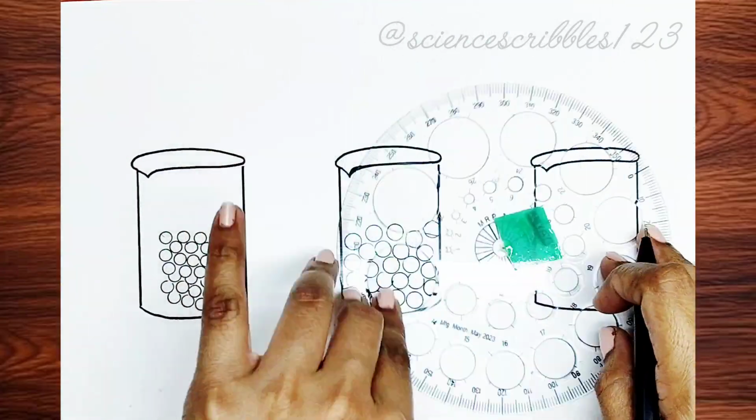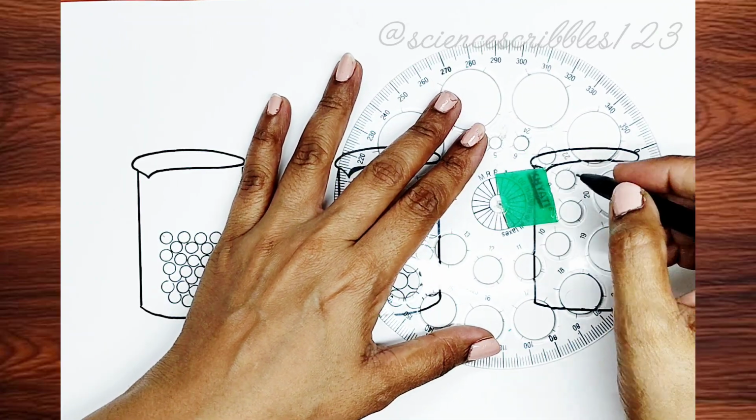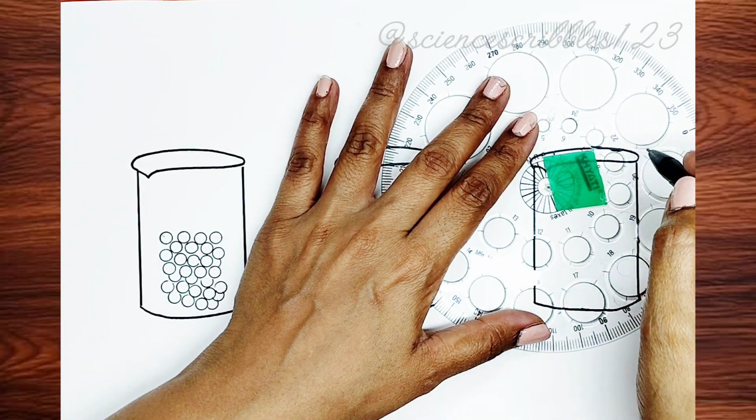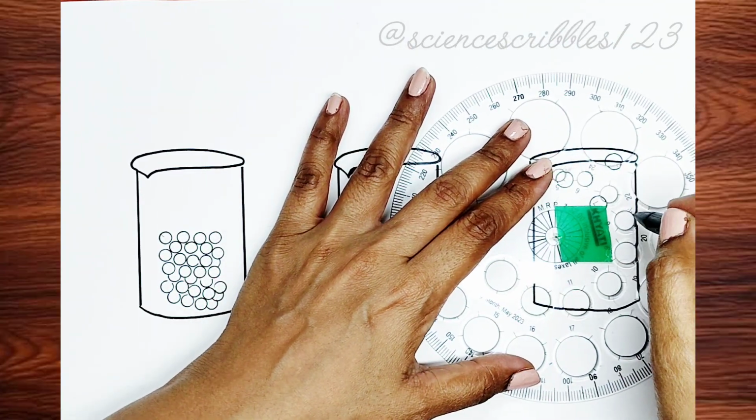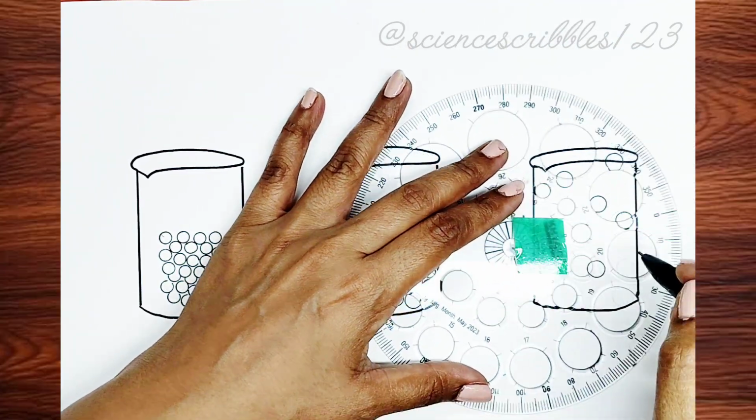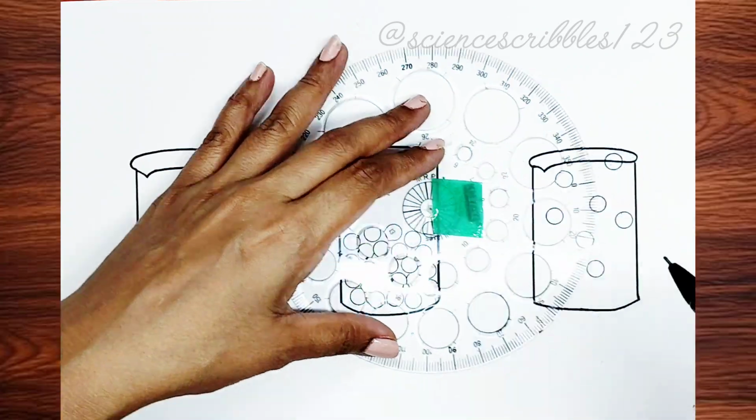In the third beaker, we are representing a gas. The molecules should be drawn as random circles scattered all around the beaker, at the top, bottom, and middle, to show that gas particles are spread evenly and move freely in all directions.